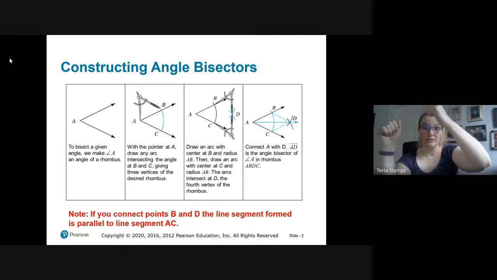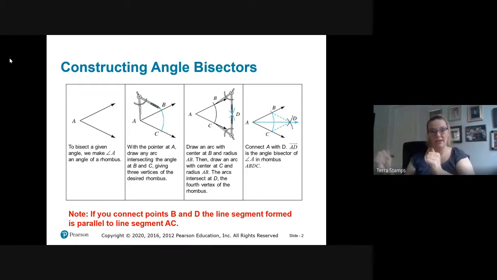So move the tip up there to B, make an arc, then move it down to C, make an arc. Where those two intersect, that will bisect your angle. Remember, bisect means to split into two equal parts.